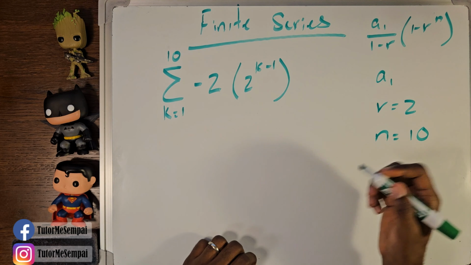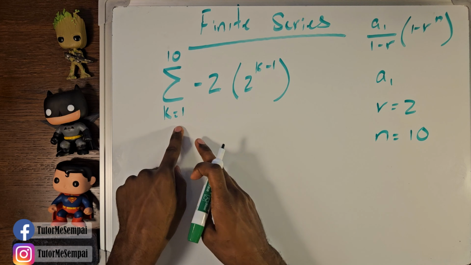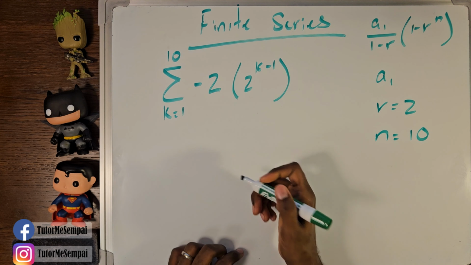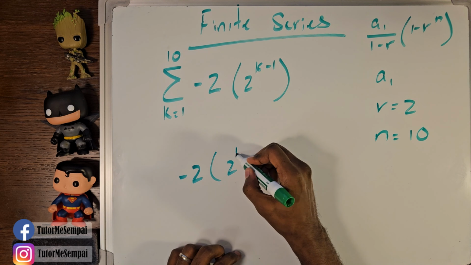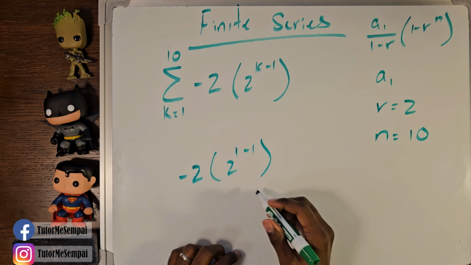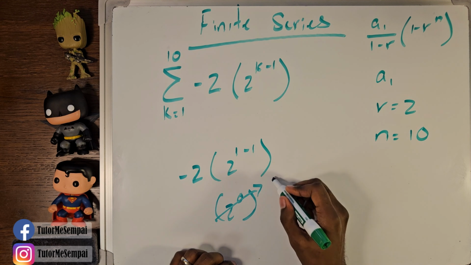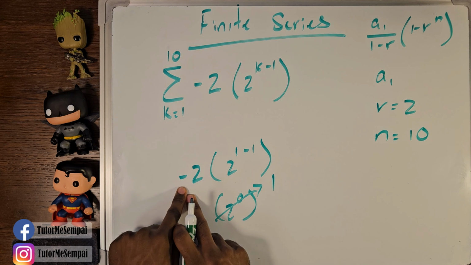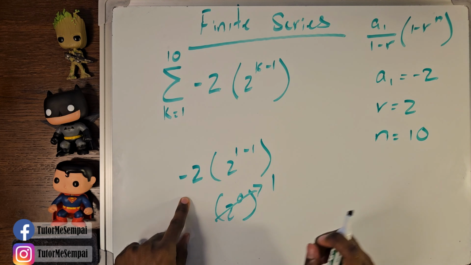And our a sub 1 is going to be whatever this evaluates to when k is 1, our first term. So we can just plug this in. So we have negative 2 times 2 to the 1 minus 1. And this is going to be 2 to the 0, which we know to be 1. So our a sub 1 is just going to be a negative 2. We're going to just plug in our negative 2 here.